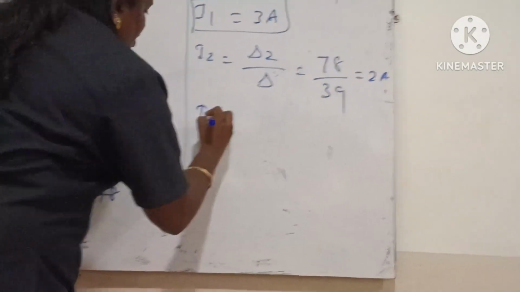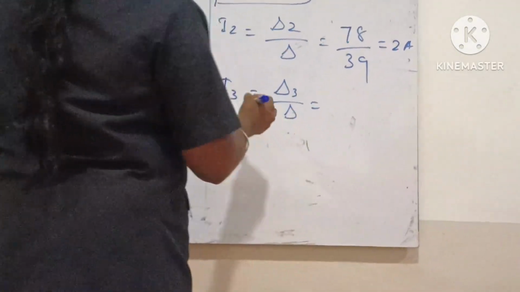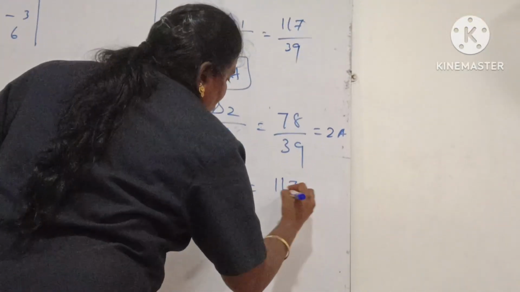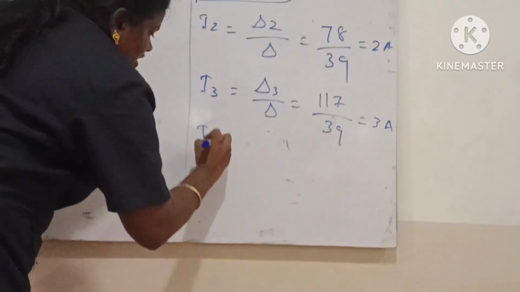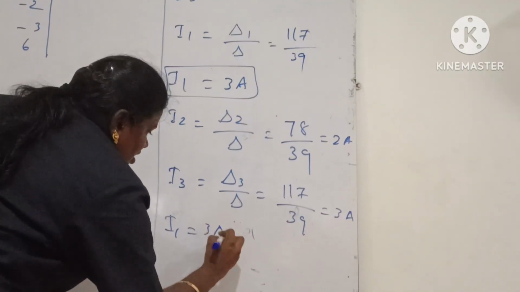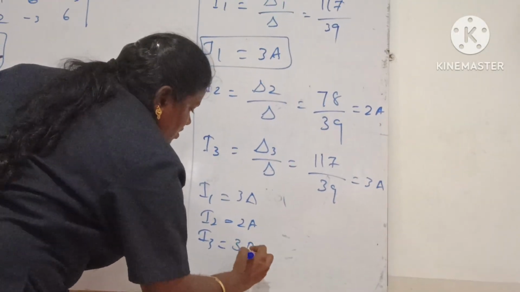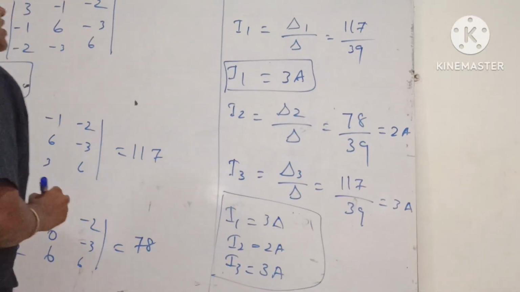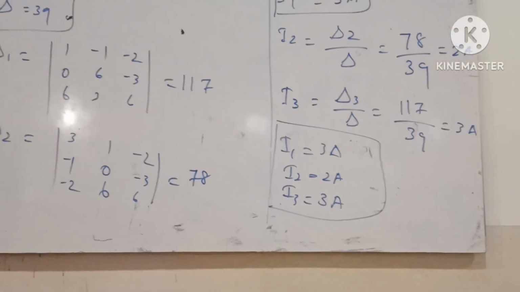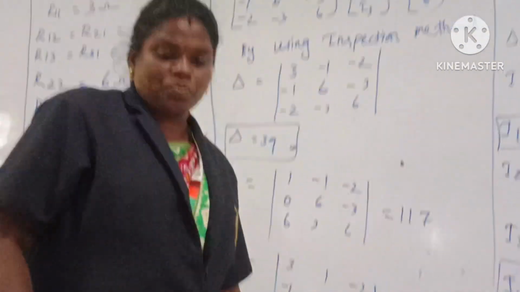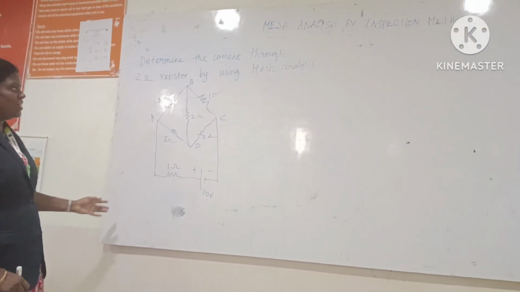Del 3 value is 117, so I3 is del 3 divided by del, 117 divided by 39. So we will get 3 amps. So I1 current is 3 amps, I2 is 2 amps and I3 is 3 amps. So by using the mesh analysis method, you have to find the current values I1, I2 and I3 using this circuit. Thank you. Determine the current through the 2 ohm resistor by using the mesh analysis method.